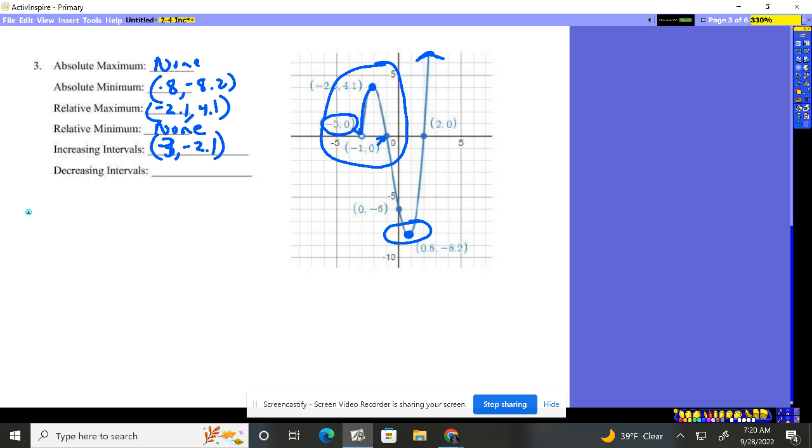And then where else does it increase? Well, from here up to infinity, it increases. So from the x value of 0.8 all the way to infinity. Those are the two increasing spots. Where's it decreasing? Well, from here down, it's decreasing. So from -2.1 down to 0.8.